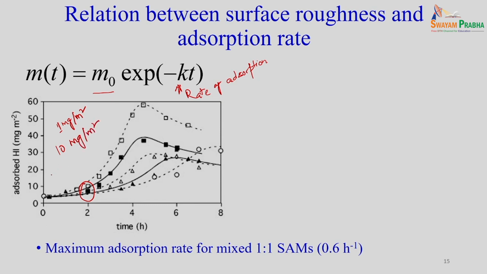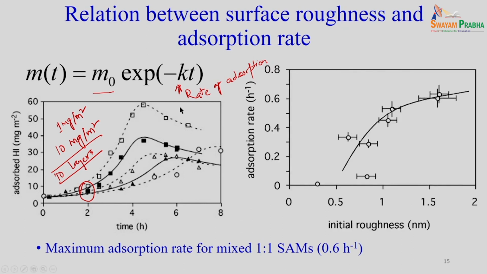So, it means roughly that there can be about 10 layers of insulin for the formation of nuclei, or that is the multilayer adsorption, the starting point of the elongation or the growth phase. And during that elongation or growth phase, there is a very rapid rate of adsorption.